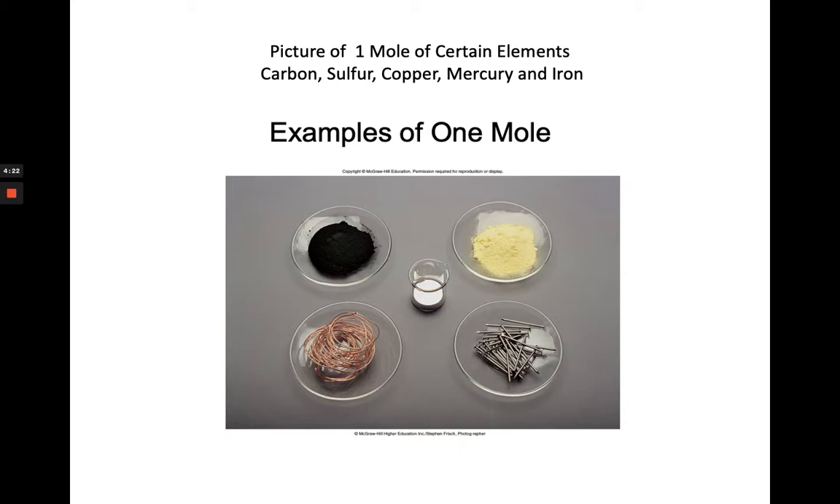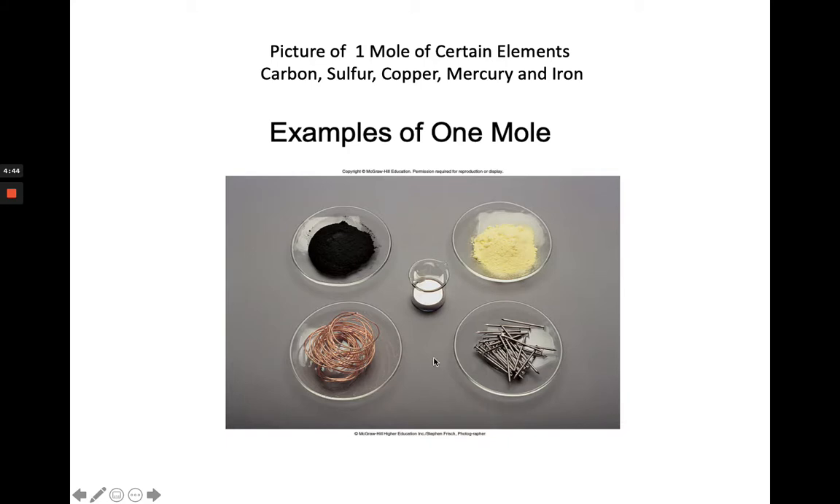So this is a picture of a group, 6.02 times 10 to the 23rd atoms of, in this first one, carbon. 6.02 times 10 to the 23rd atoms of sulfur. In this one right here, 6.02 times 10 to the 23rd atoms of mercury, 6.02 times 10 to the 23rd atoms of copper, 6.02 times 10 to the 23rd atoms of iron nails.